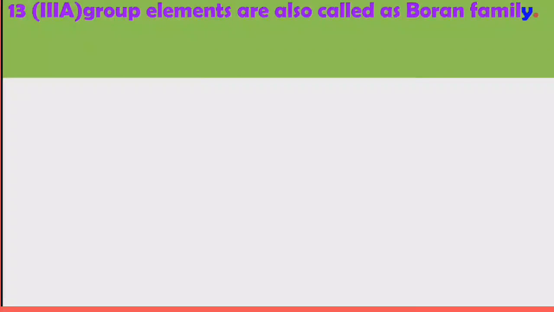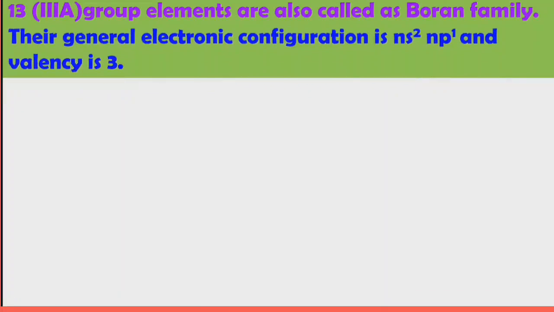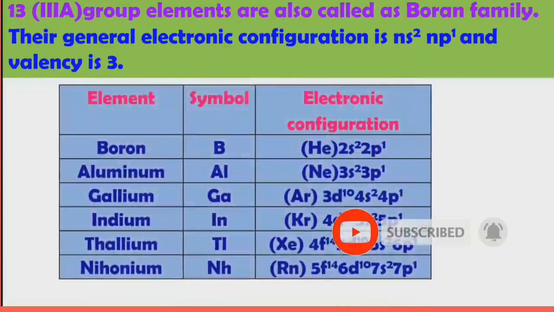Now we go for the third A or 13th group elements, also called the boron family. Their general electronic configuration is ns2 np1 and their valency is 3. Here we will see the third A group elements: boron, aluminum, gallium, indium, thallium, nihonium.